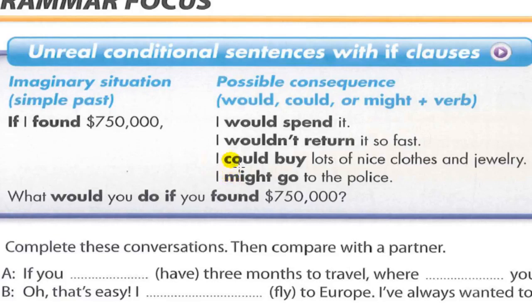Could, we use it to express ability to do something. Question: what would you do if, subject, verb in the simple past. What would you do if you found $1 million? What would you do if you traveled to the USA? So here we imagine a situation, but this is not real. You just imagine the situation and think, what would happen if you did that?